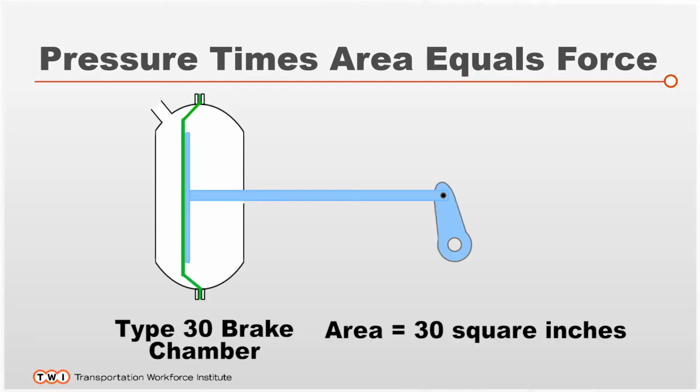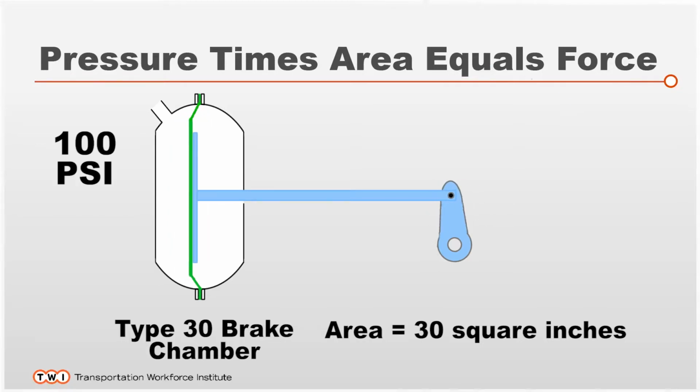In this slide, we have a Type 30 brake chamber, which has an effective area of 30 square inches, and we're going to apply a pressure of 100 psi.